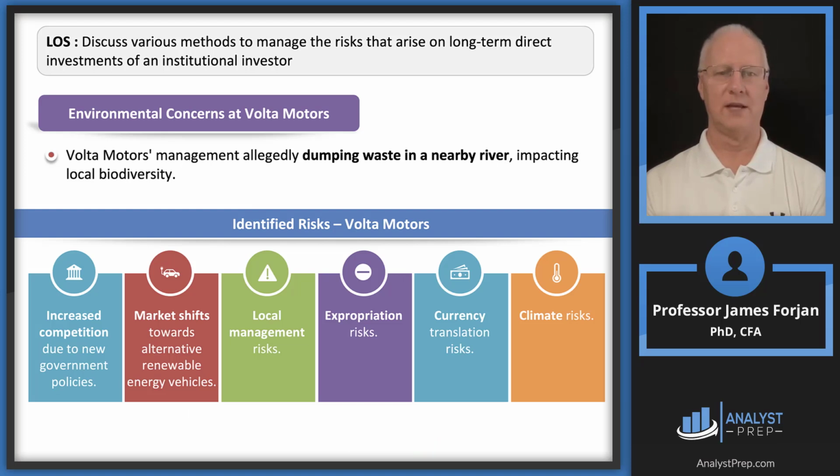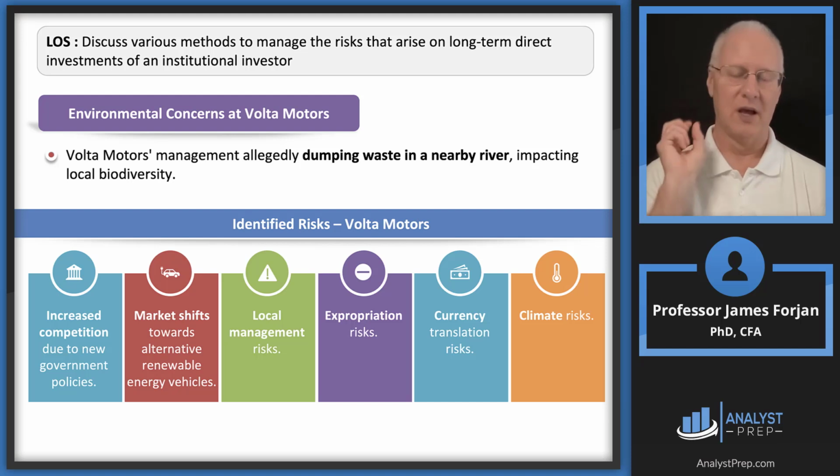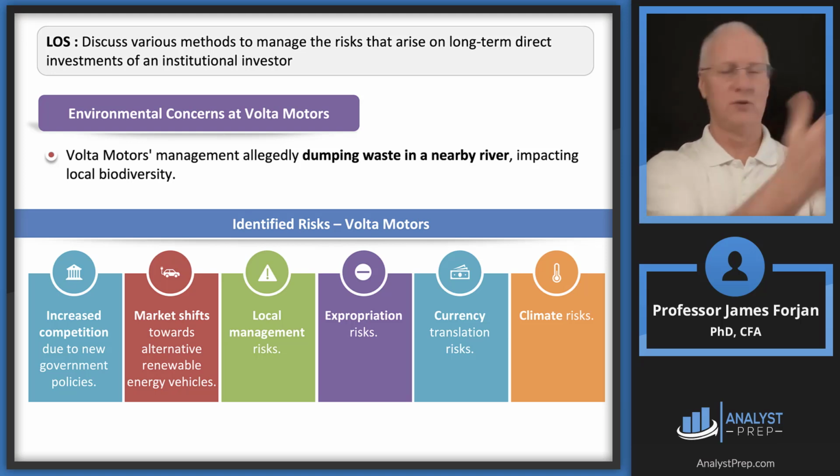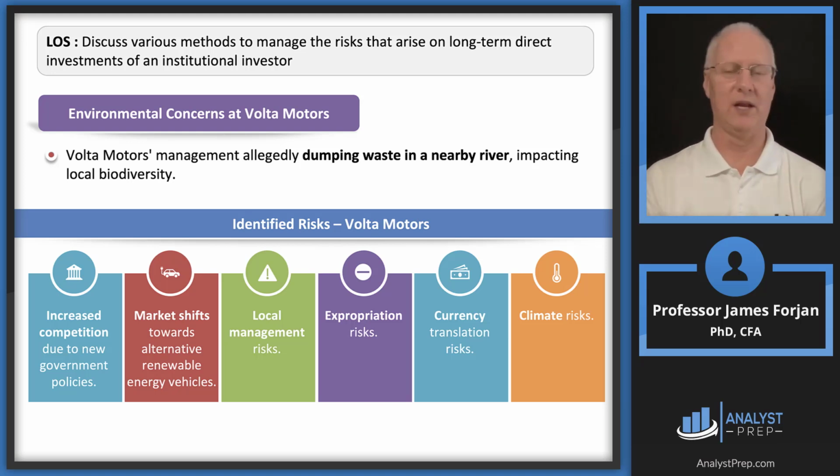All right, so what about the environmental concerns? Allegedly dumping waste in a nearby river, impacting local biodiversity. This is no good. Now, remember I said earlier, I don't know anybody who is in favor of polluting except for, remember I said except for? Well, here we go. If we're dumping waste in a nearby river, what does that mean? We are absolutely trying to maximize shareholder wealth by lowering our costs, because we'd have to take the waste and do something else with it and maybe pay somebody, right?